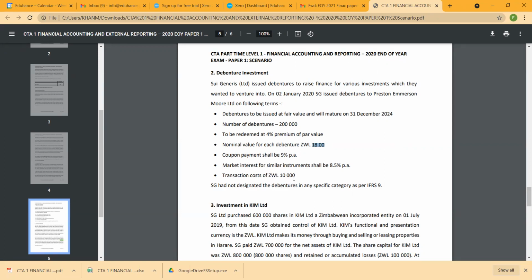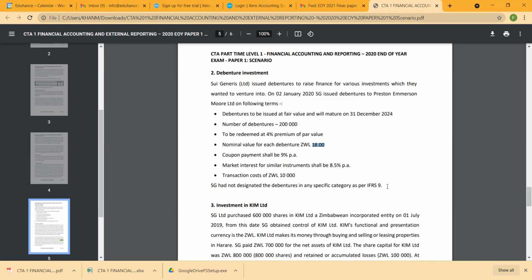Transaction cost is $10,000. SG had not designated the debentures in any specific category as per IFRS 9. So for us, this is going to be a financial liability. A financial liability at acquisition is measured at fair value. So we're going to say debit bank, credit liability, fair value. Any difference between the bank amount and fair value will either be a gain or a loss, so just be aware of that.